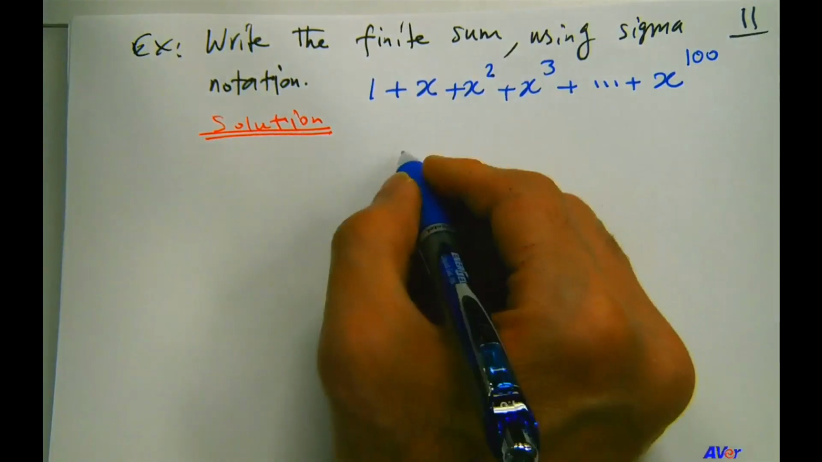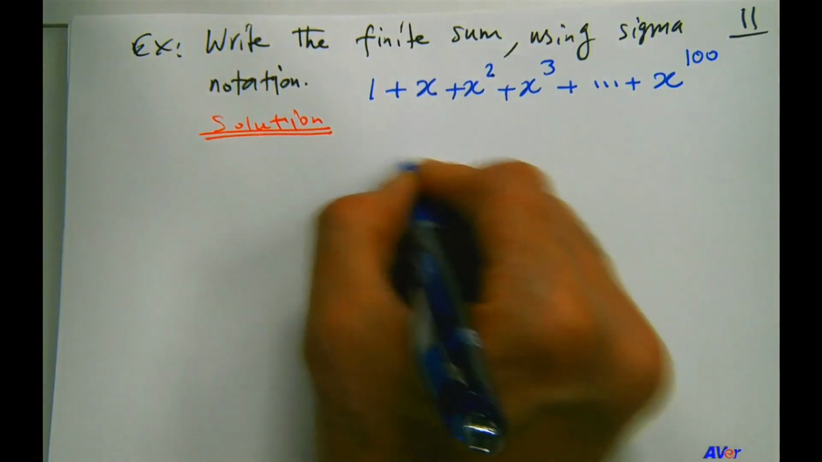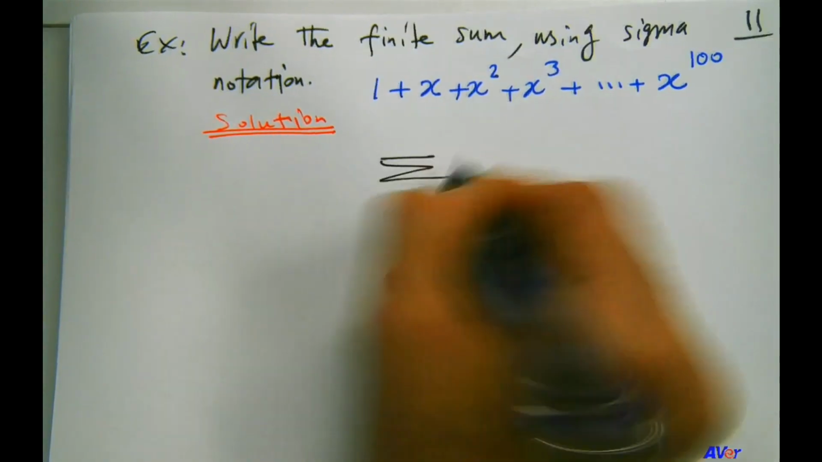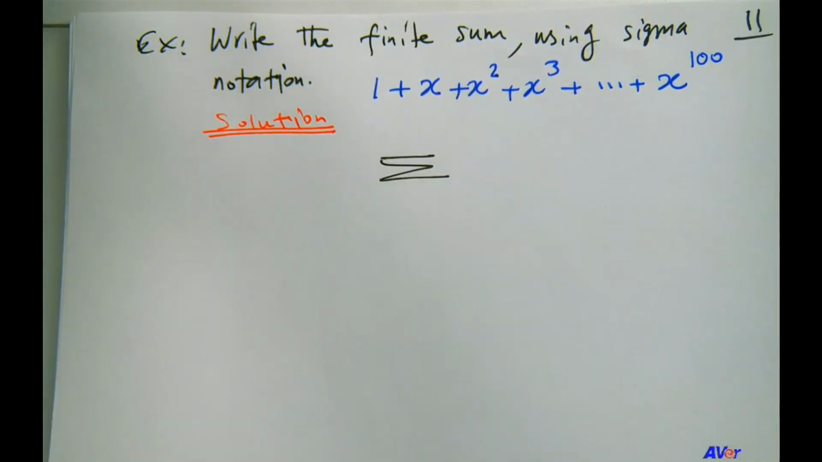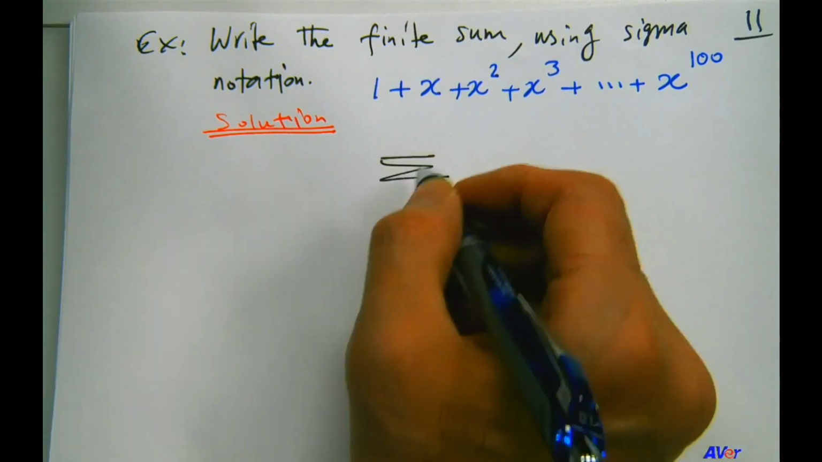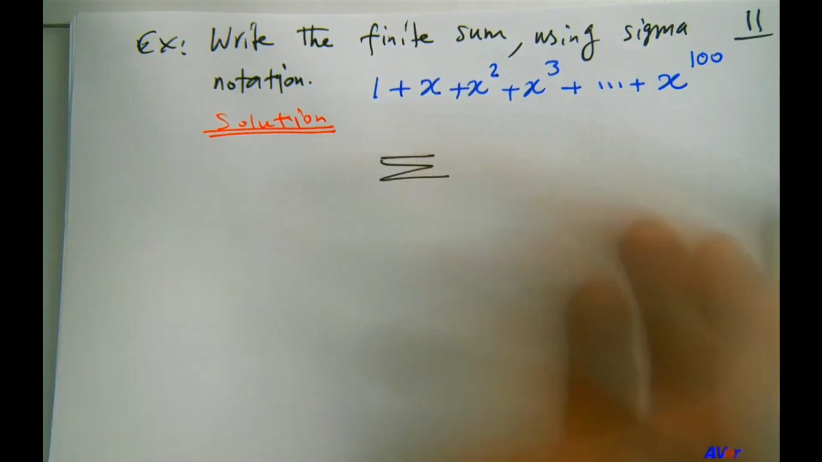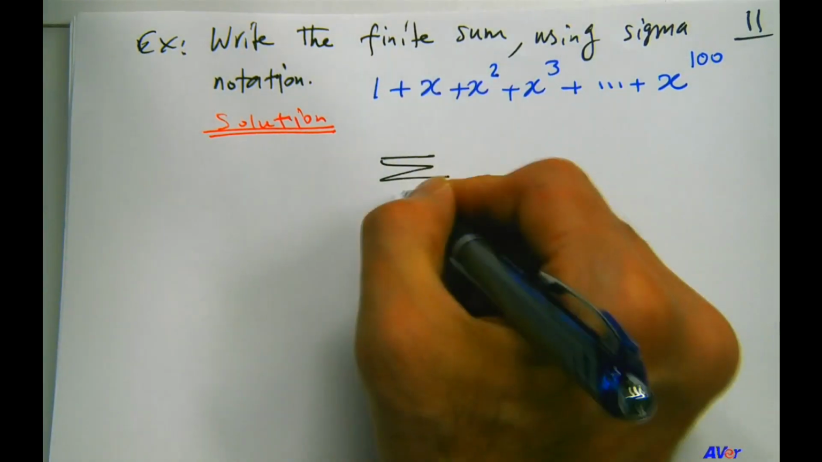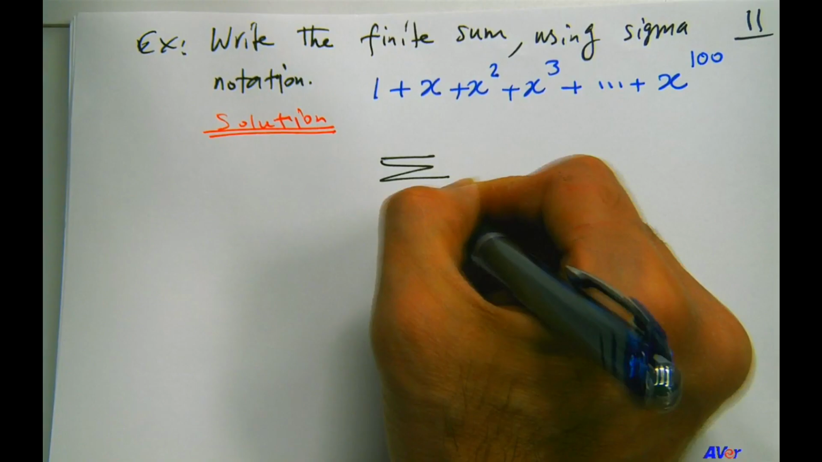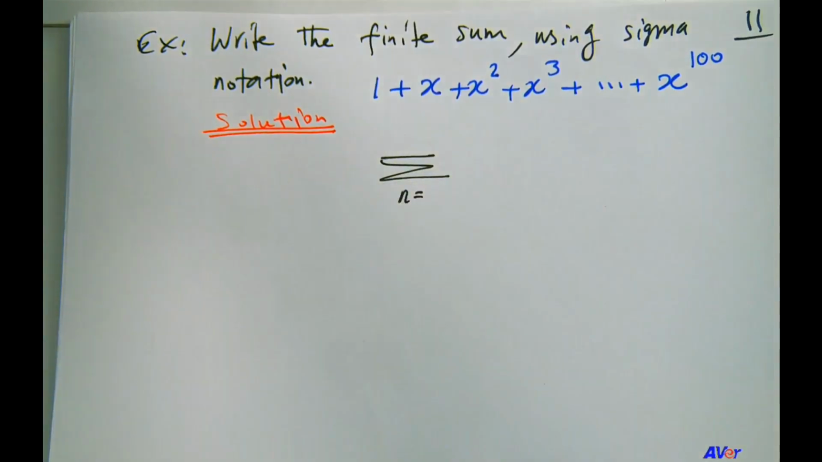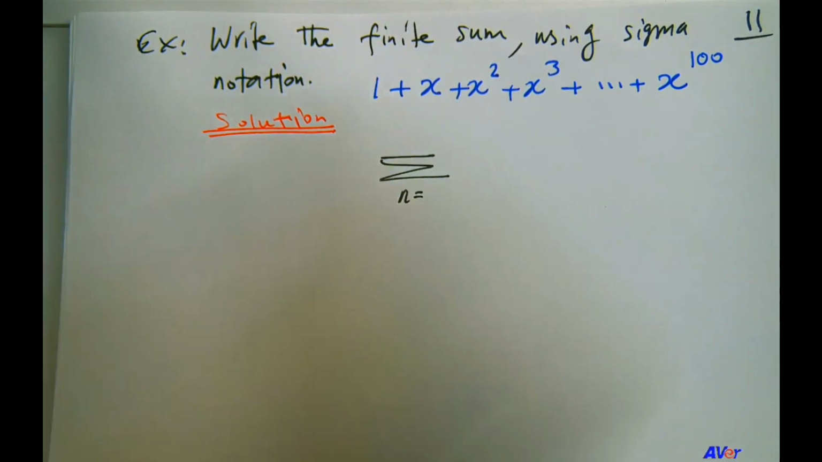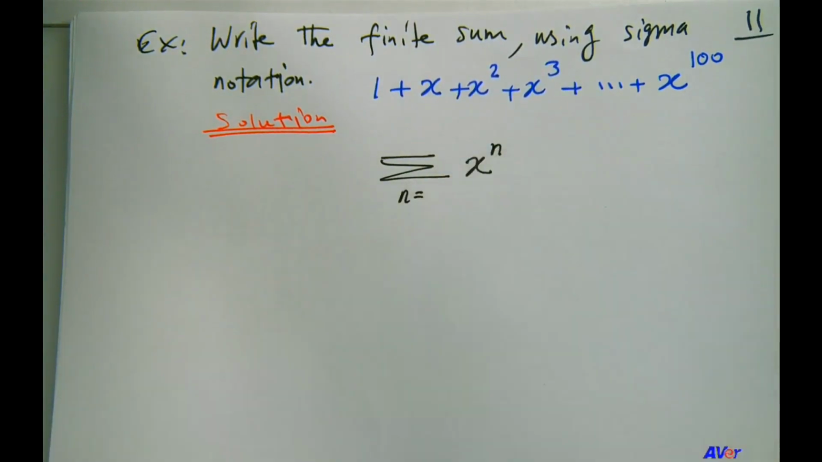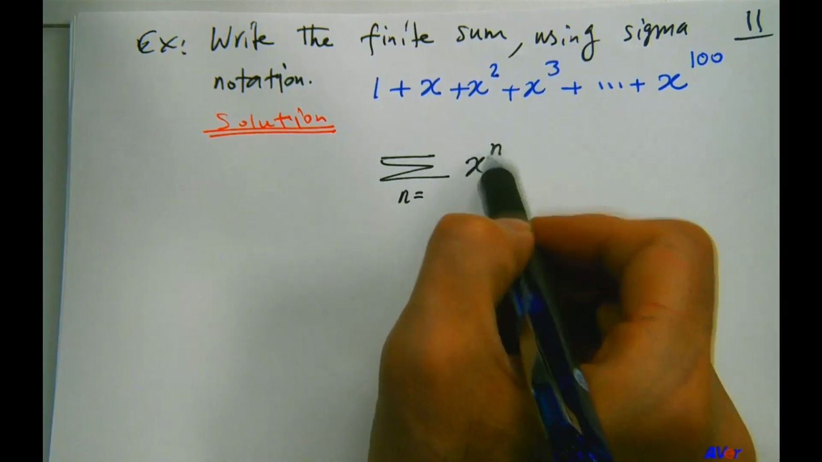So we'll say sigma. Again, let's call the index something else. We don't have to stick with k. This time, because you need to get used to different indices for sigma notation, let's call it n. So if I have sigma of x to the n power, that's clear, right?